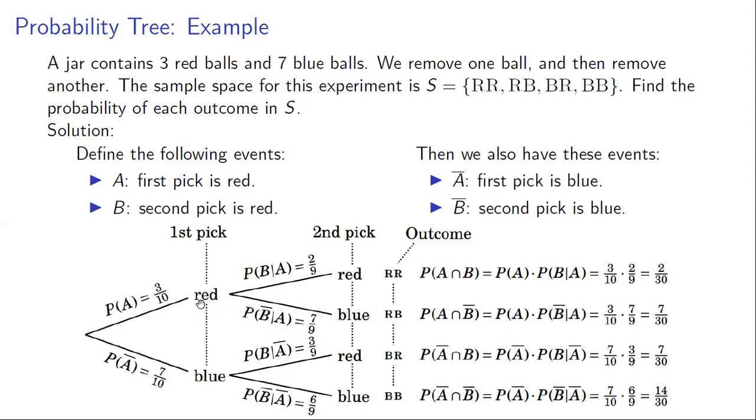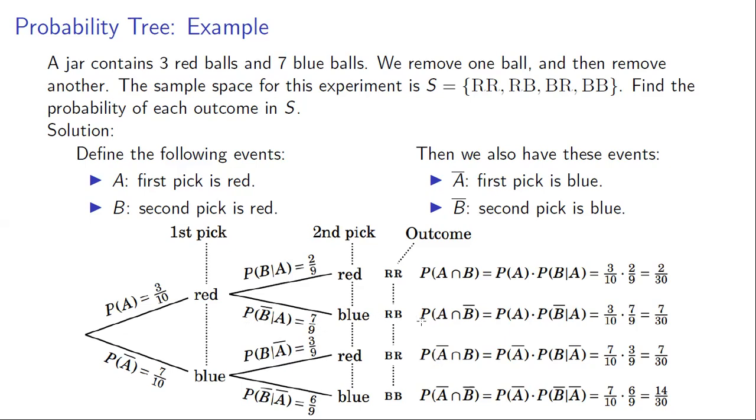Now, what if the first pick was red, and we want to know the probability that the second pick is blue? In other words, the probability of not B, meaning the probability that the second pick is blue, given that the first pick was red. Well, we have 9 balls left, but the first pick was red, so we didn't use any of the blues yet. So there are 7 blues still to choose from. So we have a probability of 7/9. And that leads to the outcome of RB, red and blue.